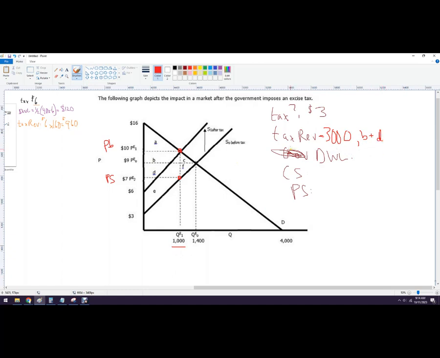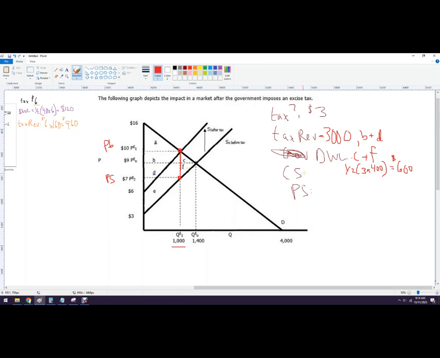Deadweight loss, that's going to be C plus F. But to be technical about it, it's going to be the distance here, which is 3. So it'll be one half times 3 times the distance here, which is 400. So that would be 1,200. Half of that, $600. That's the deadweight loss. It's the area of C and F.